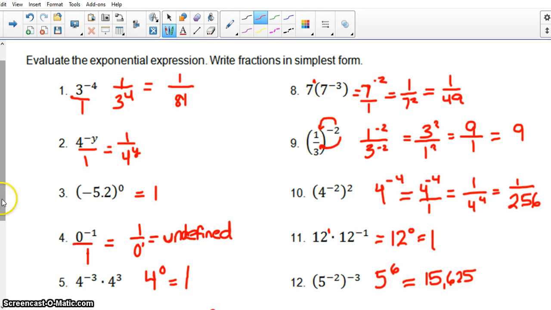Guys, part 2. Hopefully you got a chance to try all those 13 problems just to see how you're doing. Here are the correct answers, and I just want to explain each one of them in case you got any of these incorrect.